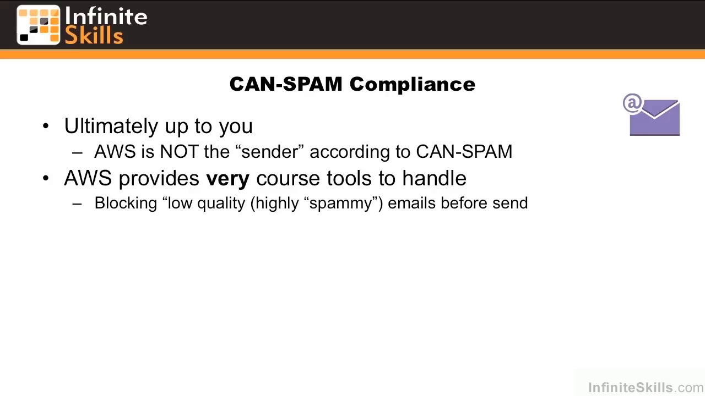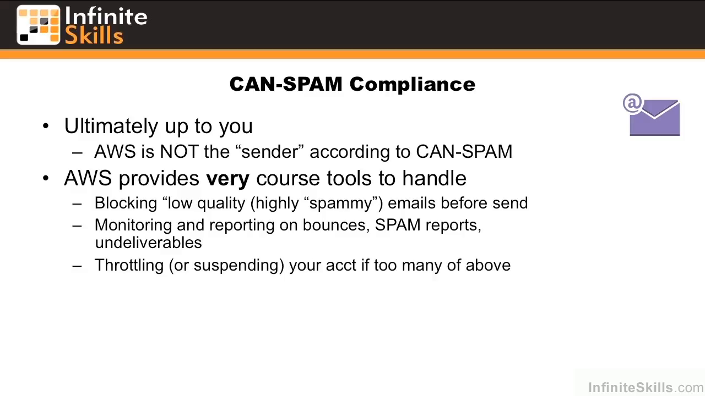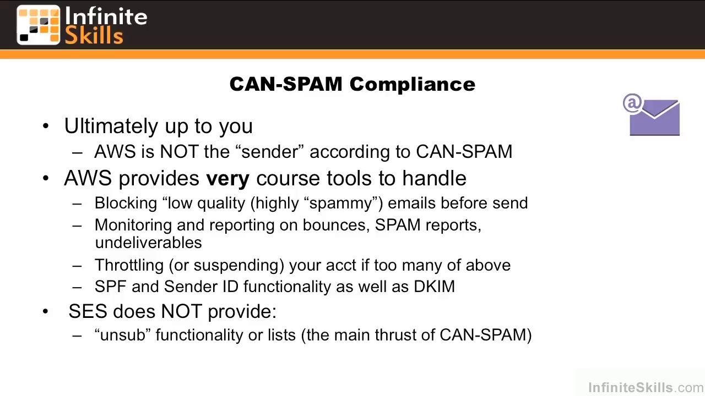The first thing they do is block low-quality or highly spammy emails before you send. They also monitor and report on bounces, spam reports, and undeliverables. And they may throttle or suspend your account if you have too many of the above. SPF, or Sender Policy Framework, as well as Sender ID, help your emails get through to the ISPs. DKIM verifies that you're the source of the email getting sent. SES does not give you tools to provide unsub functionality or lists, which is actually the main thrust of CAN-SPAM.